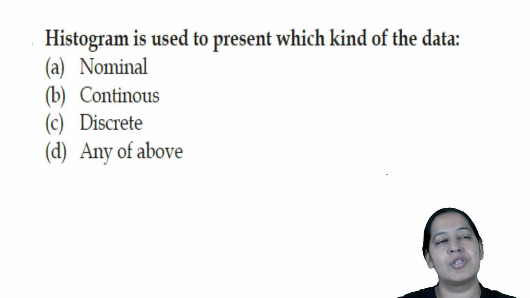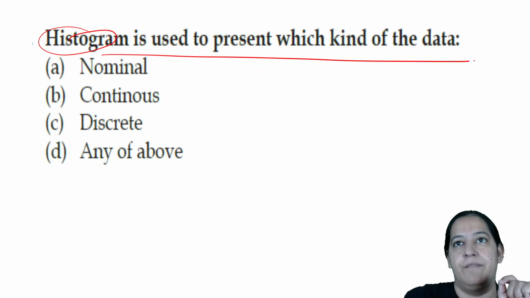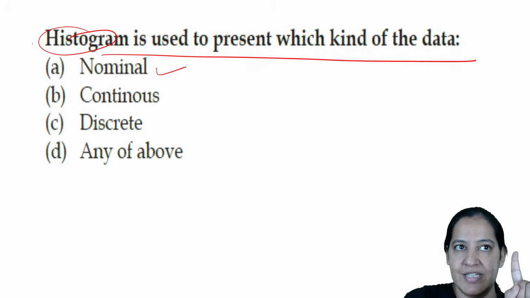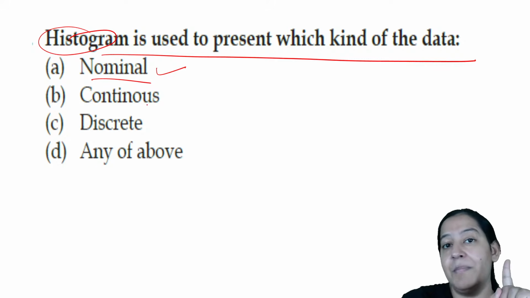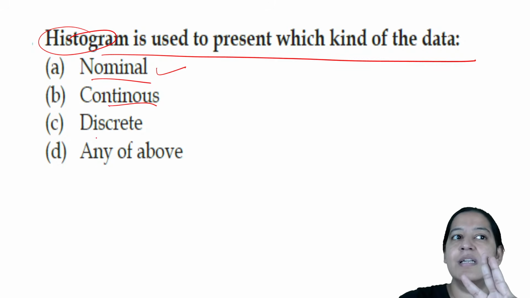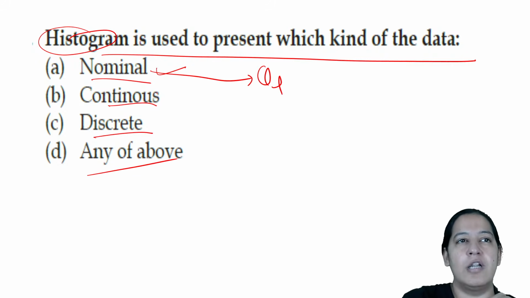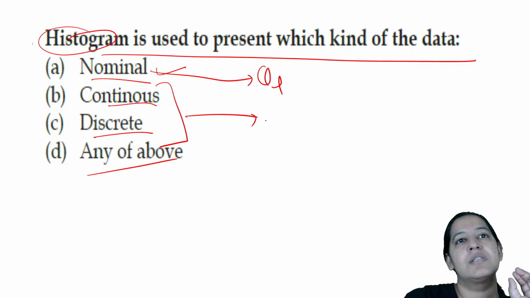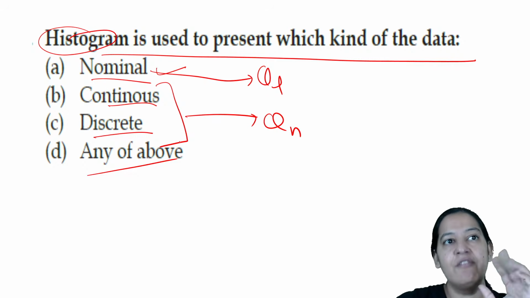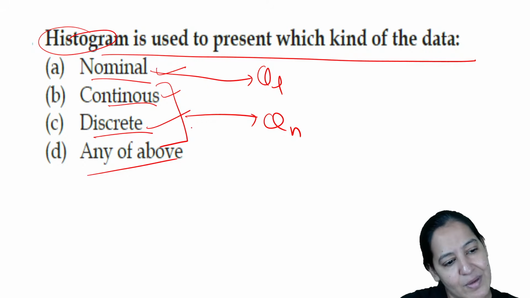Again, the next question is also on histogram. So the histogram is used to present which kind of data? Nominal data means only names are there, so it is qualitative. Is it continuous data, discrete data, or any of the above? Nominal means qualitative. Continuous and discrete are numbers, so this is quantitative, whether it is continuous or discrete. You know the meaning of them.